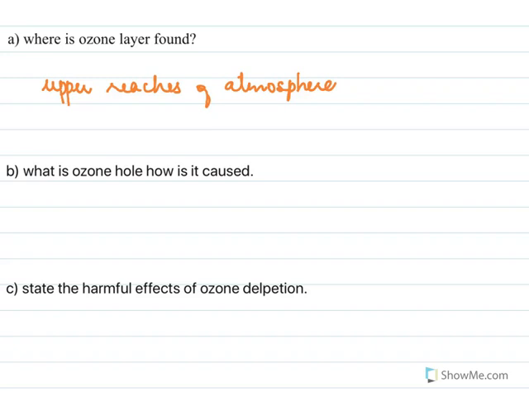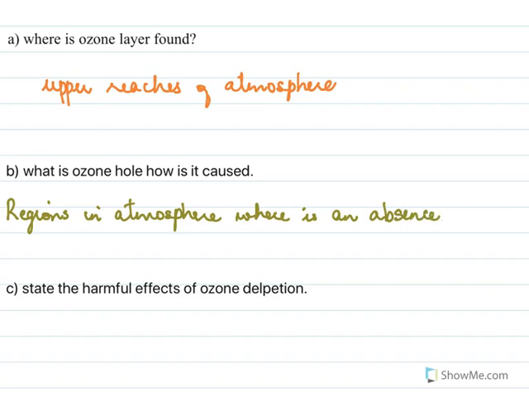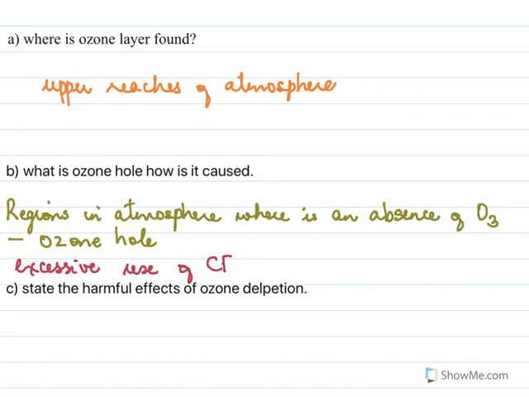The next is, what is the ozone hole and how is it caused? It's the regions in the atmosphere where there is an absence of ozone, and that is called the ozone hole. And how are these ozone holes caused? It's because of excessive use of CFCs, which is chlorofluorocarbons. They destroy the ozone layer.